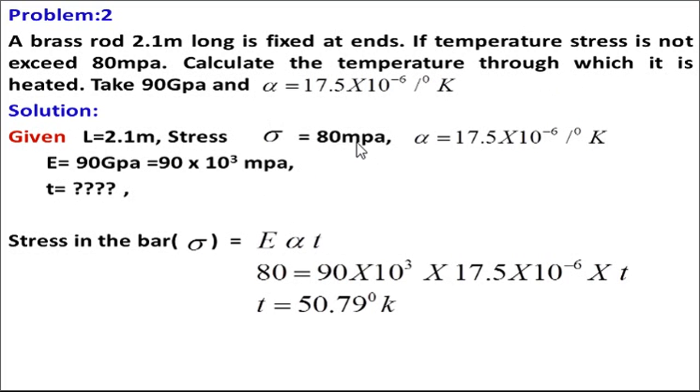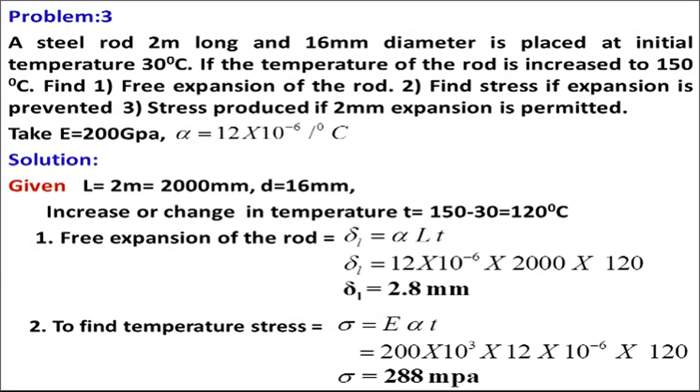So as stress is known, use the equation of stress. Stress is equal to E into alpha into T. Okay, stress is 80 MPa, E is known, alpha is known, only T is unknown. By solving this, you will get temperature 50.79 degree Kelvin. Okay, this is about the second problem. Now the third problem.